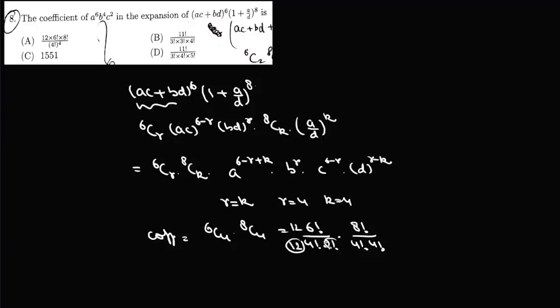So 12 into factorial 2 is factorial 4. So we can add this as 12 into factorial 6 into factorial 8 divided by factorial 4 to the power 4, and that's your option A. Now question number 9 is a very standard theory question.